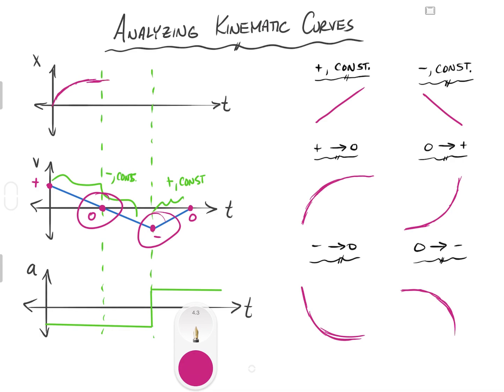So I'm going to continue this over, and I'm just going to add the 0 to negative section. And last but not least, I go from negative to 0, that is this section, so I'm just going to add that piece in here.